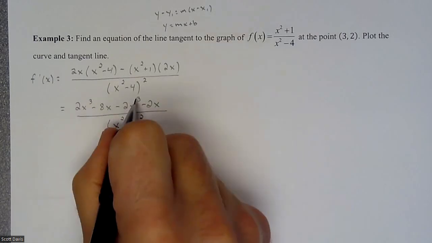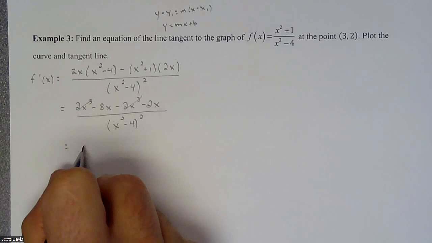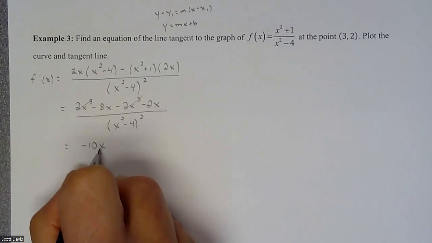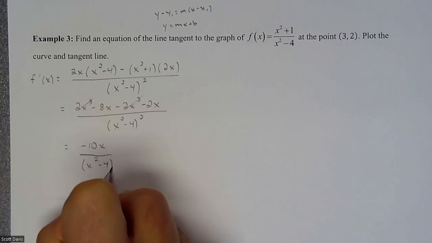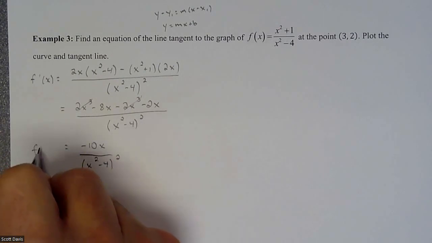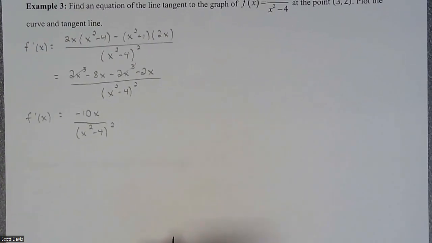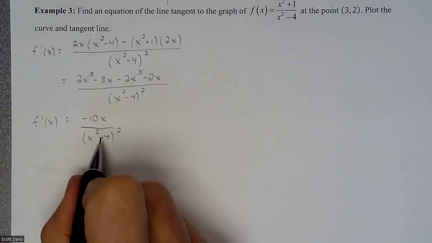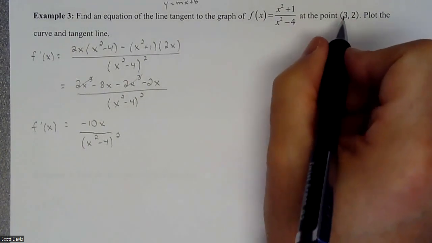All right, so these are going to go away, the x to the thirds. This combines and gets us a negative 10x over this x squared minus 4 squared. And that is our slope equation. So now, if we know our x value, we can find the slope at any point. And we do know the x value. They want us to find the slope when x equals 3.